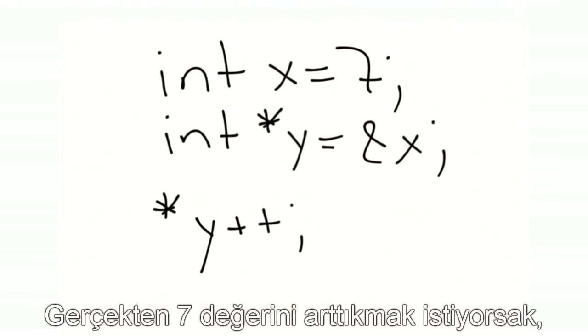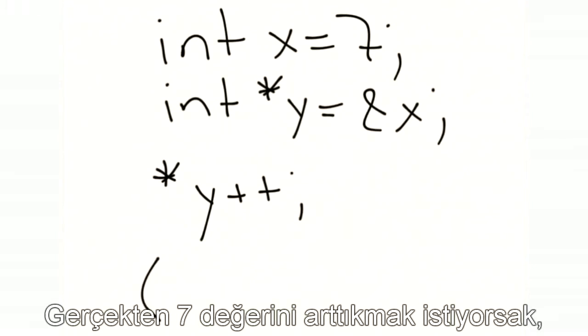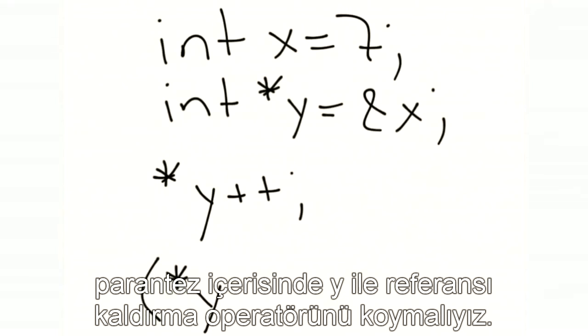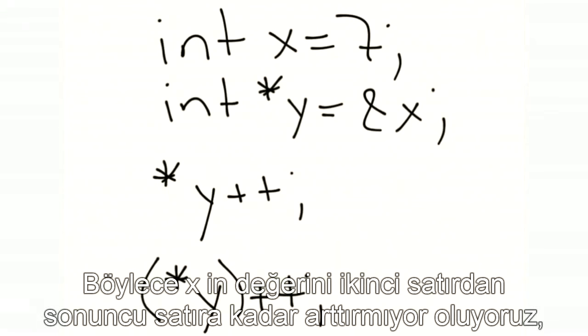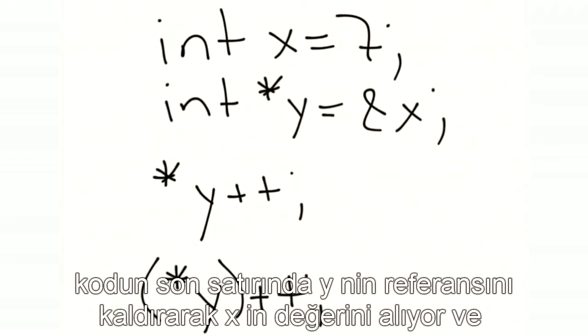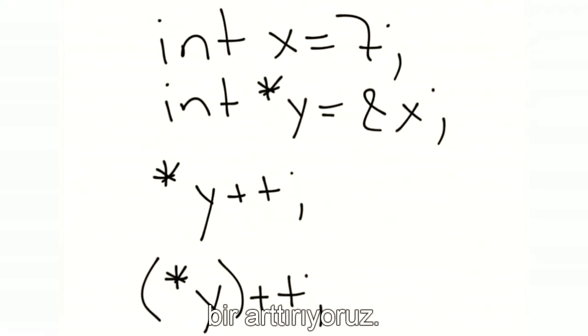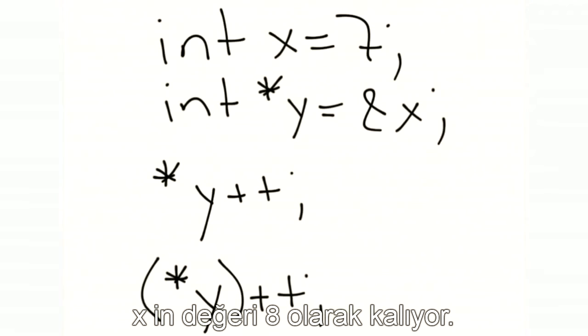If we actually wanted to increment the value 7, we would have to put the dereference operator with y in parentheses, and then we could increment it. So while we wouldn't be incrementing the value x with the second to last line of code, in the last line of the code we would in fact dereference y to get the value x and increment that. And we'd be left with the value x equals 8.